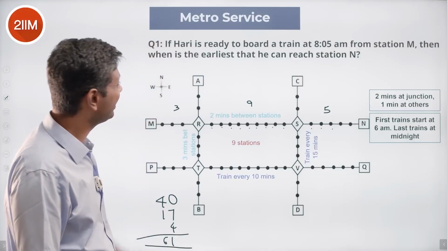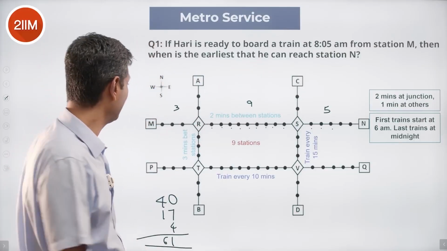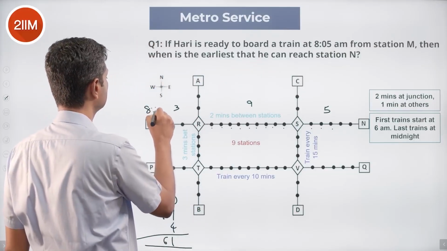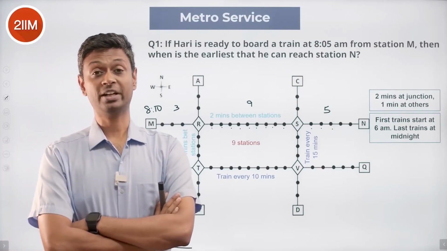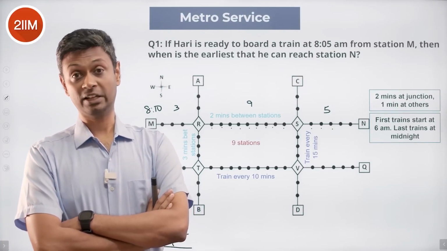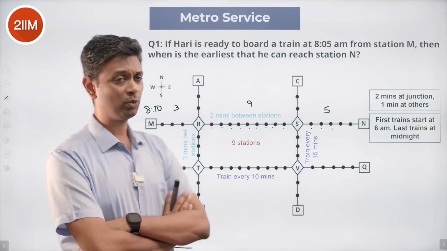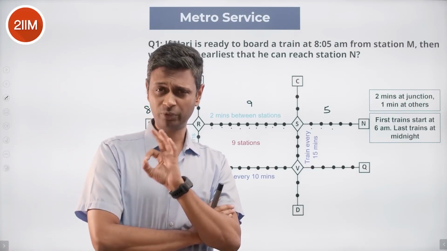What time does he board? He can't get on board at 8:05. The earliest he can get on board is 8:10. 8:10 plus 61 minutes. 8:10 and 60 minutes is 9:10, 61 minutes is 9:11. And nice, a simple, juicy one to get out of the way, to get comfortable with this.